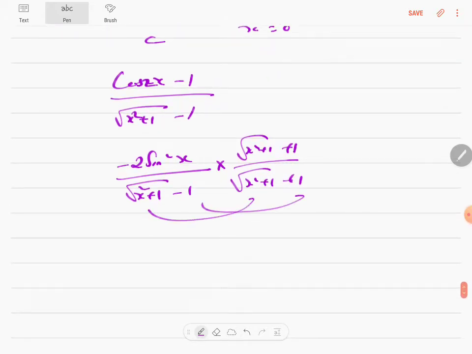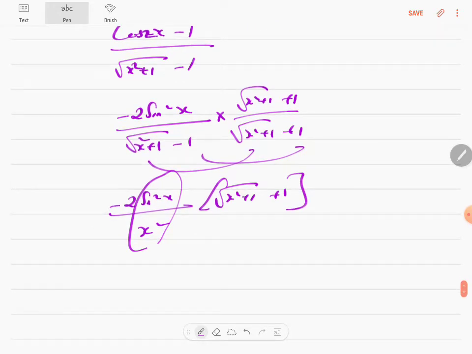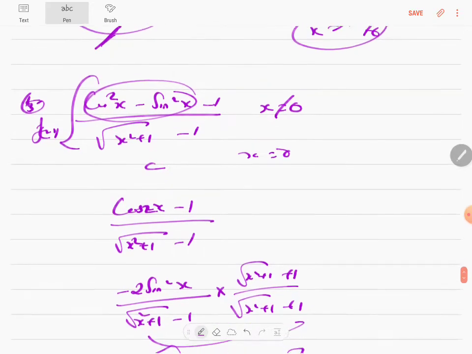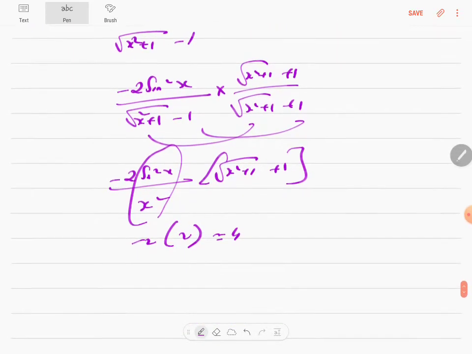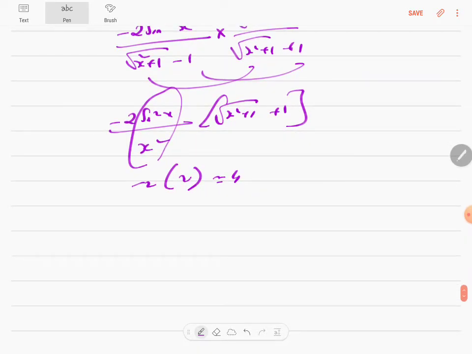The denominator is a square minus b square, so minus 2 sin square x by x square into root of x square plus 1 plus 1. Sin square theta by theta square is 1. So minus 2 into 2, the answer will be minus 4, and thus a itself is minus 4. Like that you can easily do. How is the sum? So easy, right?